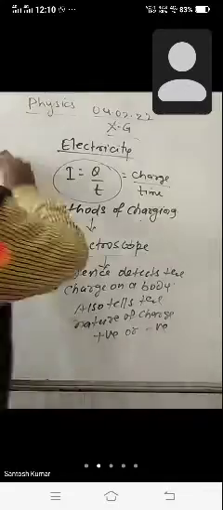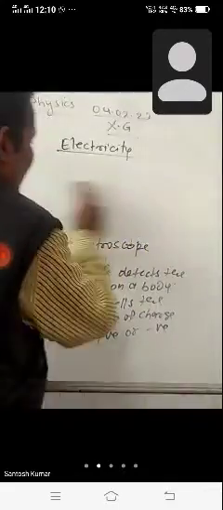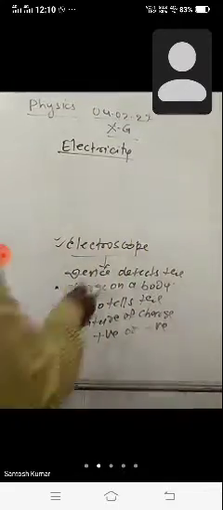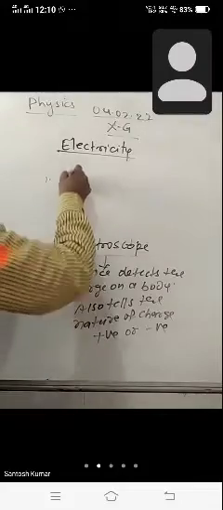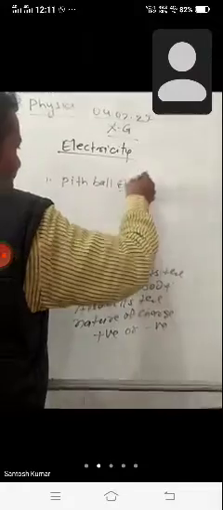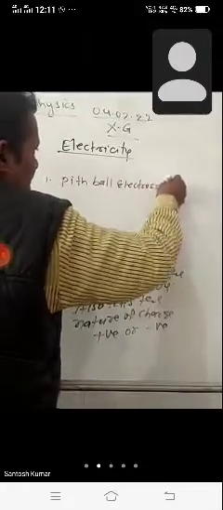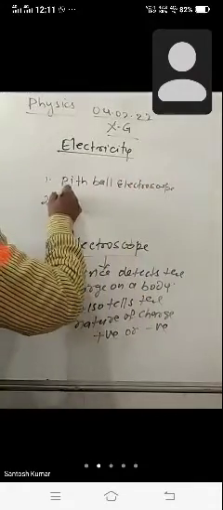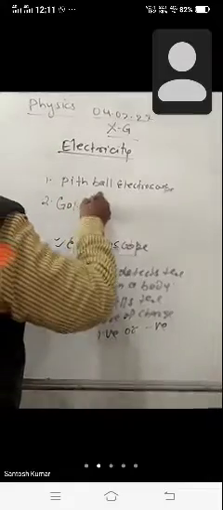Now, as far as the types are concerned, you have gone through the types. The pith ball electroscope, and second, the gold leaf electroscope.